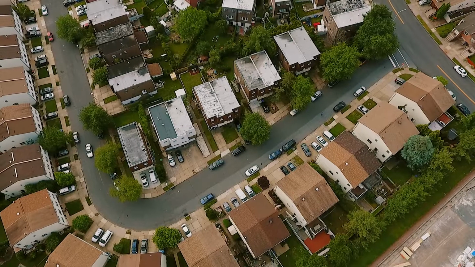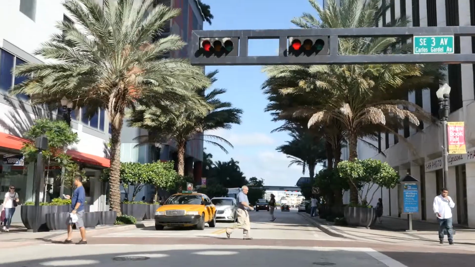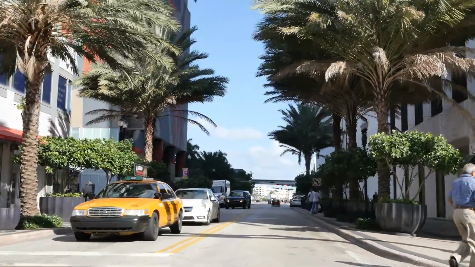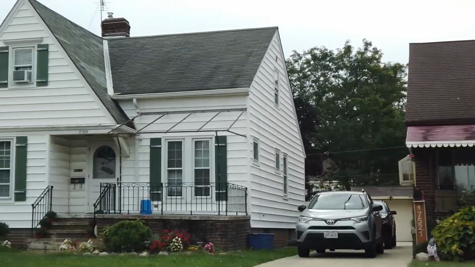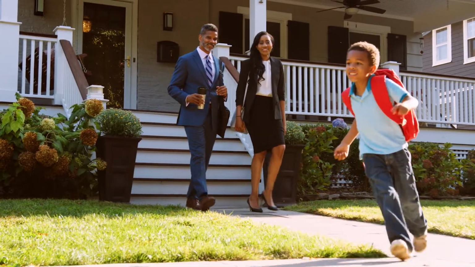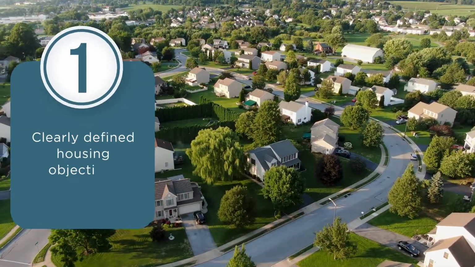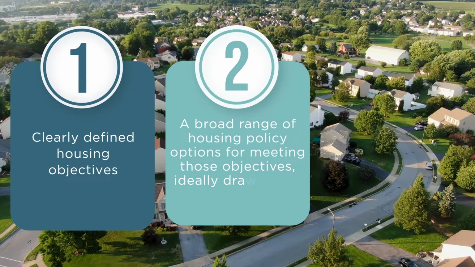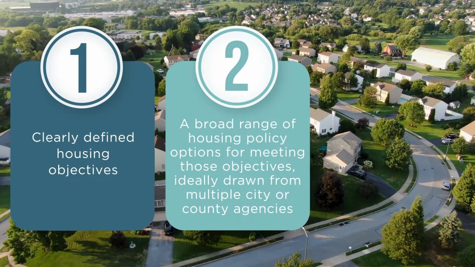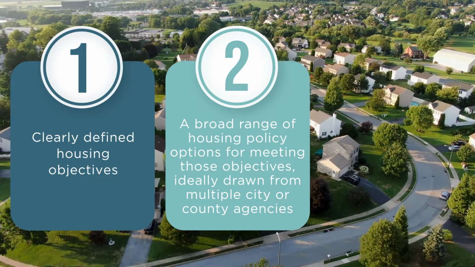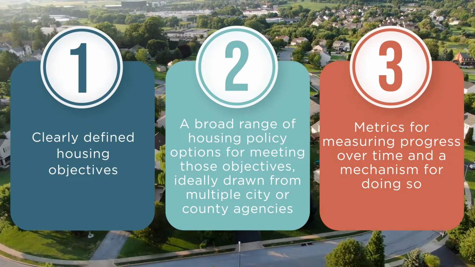A local housing strategy is a roadmap of the policies and programs a local government, such as a city, town, county, or region, intends to take to meet its unique housing-related policy objectives. A housing strategy must include, at a minimum, 3 key elements. 1. Clearly defined housing objectives. 2. A broad range of housing policy options for meeting those objectives, ideally drawn from multiple city or county agencies. 3. Metrics for measuring progress over time and a mechanism for doing so.